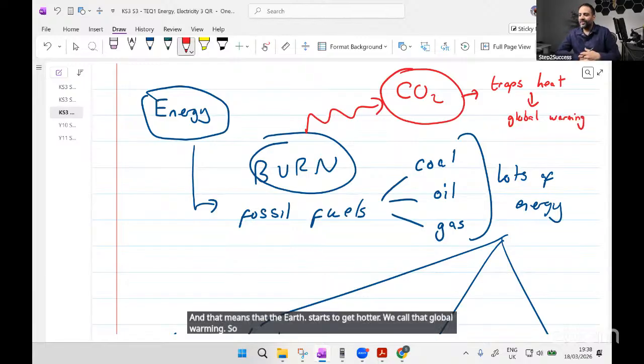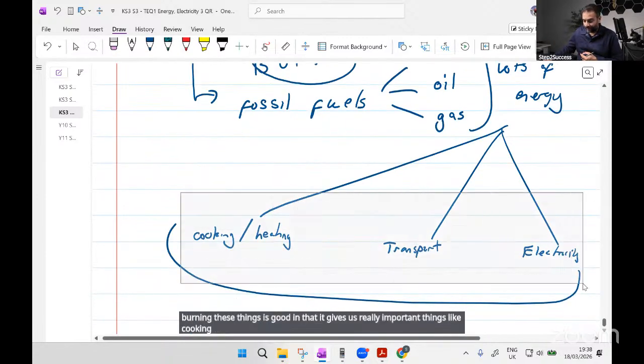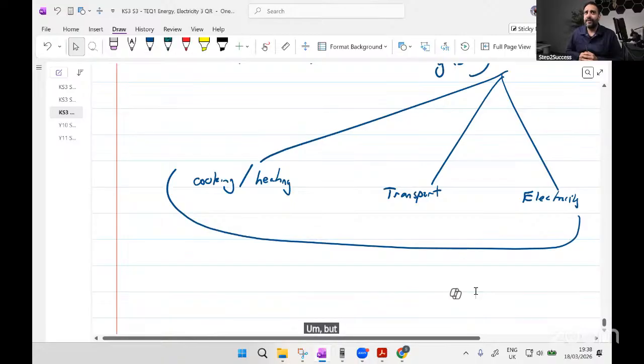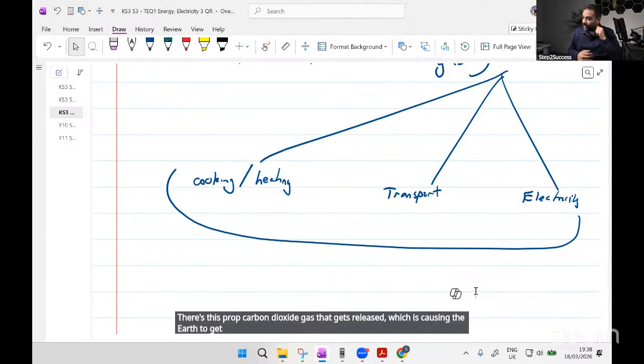So you need to have a general understanding of the fact that burning these things is good in that it gives us really important things like cooking, heating, transport, electricity. Imagine what you'd do without it. You wouldn't be on this Zoom call. But the problem is that when we burn these things, carbon dioxide gas gets released, which is causing the Earth to get a little bit hotter, which has its own other problems.